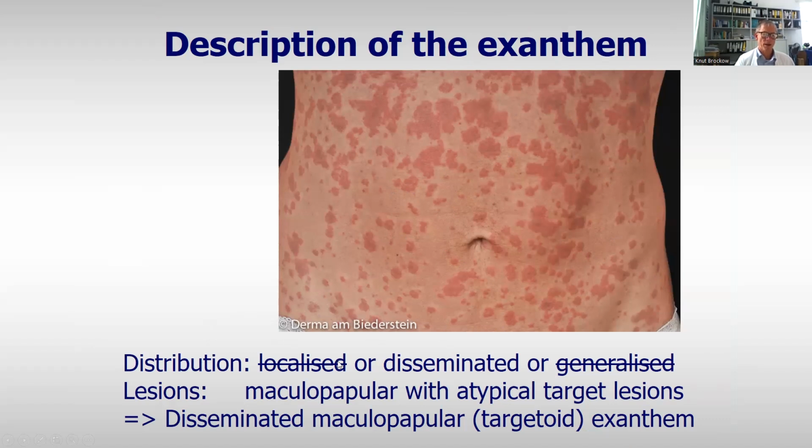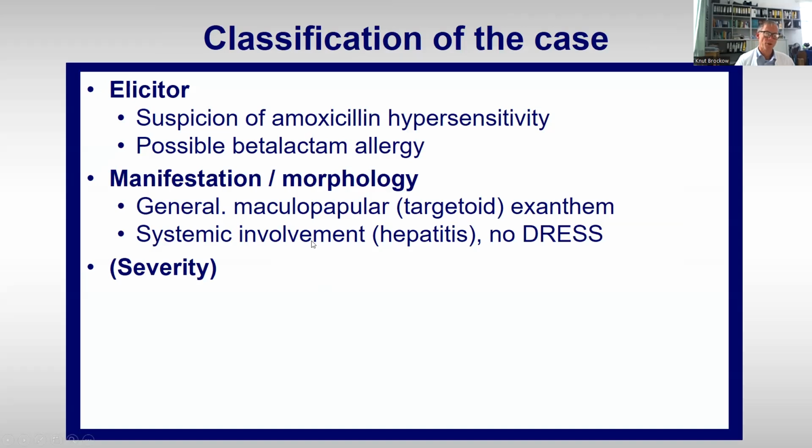And then you look at the lesions, you see urticaria-like atypical targetoid lesions with a gray center, a little bit roundish here, a maculopapula with atypical target lesions. However, these are a subdistinction of a maculopapular exanthem. So one would say it's a disseminated maculopapular exanthem with targetoid appearance. So this is the manifestation and morphology.